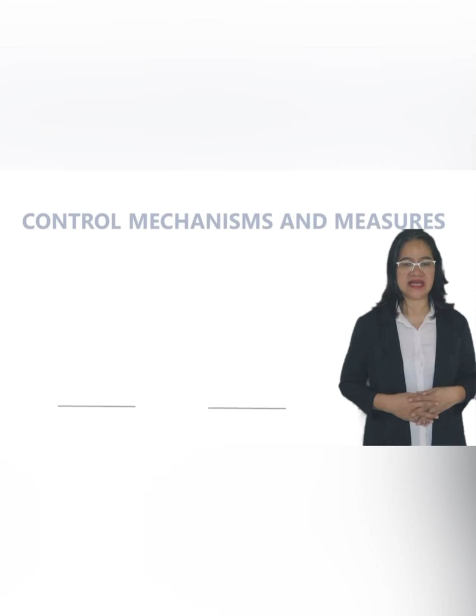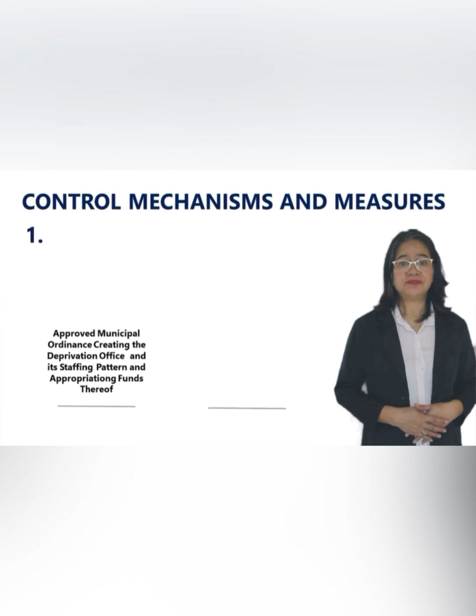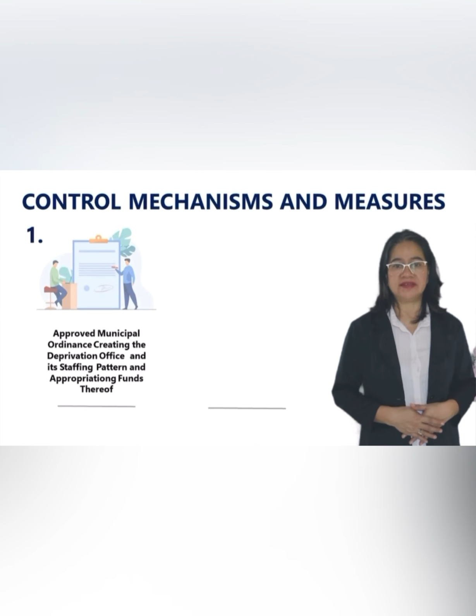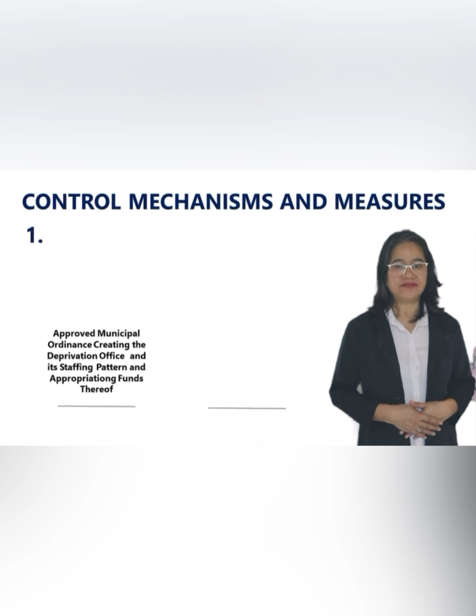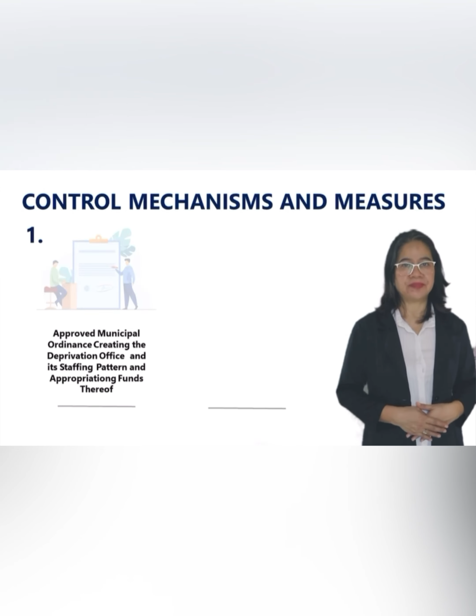Installing a deprivation officer in an agency is necessary because of its crucial role in safeguarding the rights, dignity, and well-being of employees who have vulnerabilities. To ensure sustainability of the deprivation officer, we have formulated control mechanisms to protect the employee and the position itself. First is the approved municipal ordinance creating the deprivation office and its staff pattern and appropriating funds thereof. This will be the backbone of the operation of the deprivation office, inclusive of the human resources and appropriation.